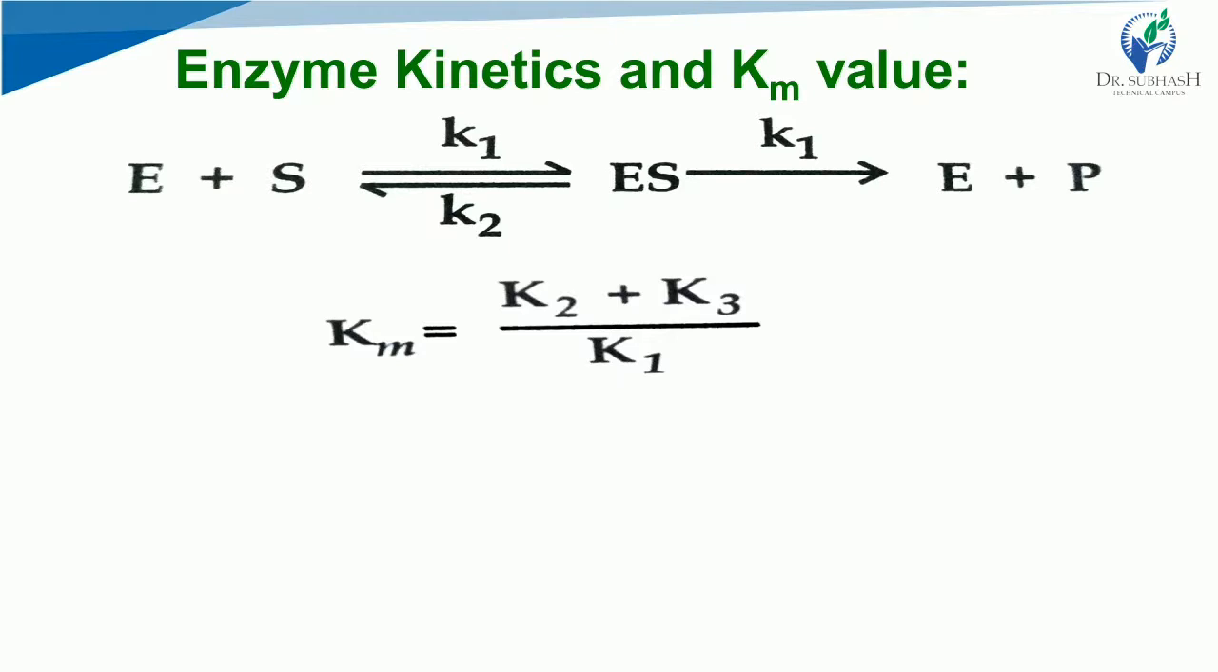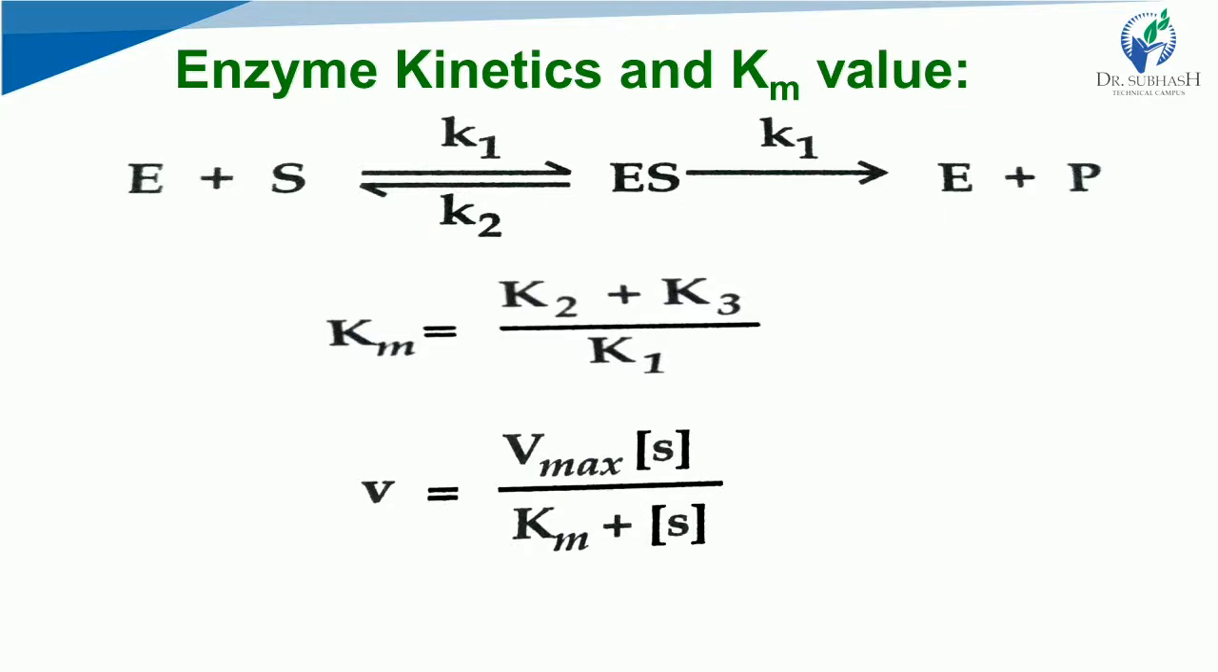Km is nothing but what? The Michaelis-Menten constant. It is also known as Briggs and Haldane's constant, but most widely it is called Michaelis or Michaelis-Menten constant. Whatever you can pronounce, it is given by the formula. And again, the third and the last formula is what?